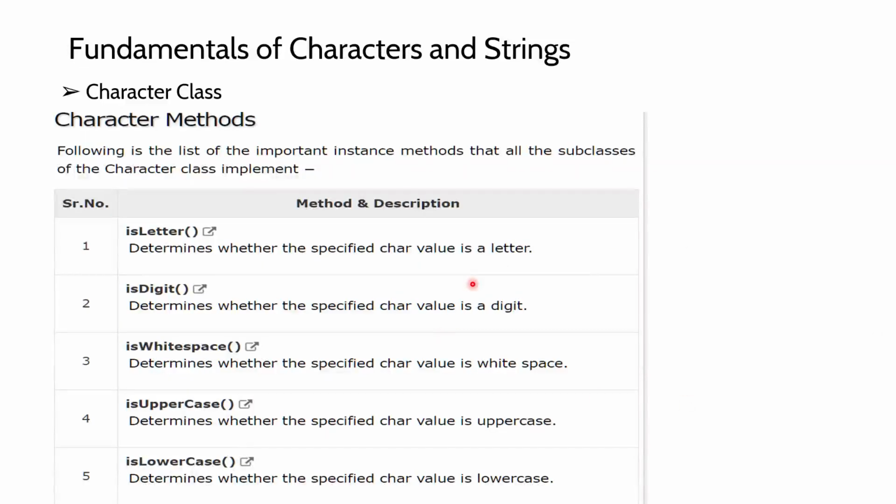And some methods for the character class. So when we declare our character, like we saw before, we can call isLetter, and that determines whether the specified character is an alphabetical letter. IsDigit will determine if the character has a value that is a digit. IsWhitespace will determine if the value is a white space or a space. IsUpperCase will determine if the specified character is uppercase, and of course IsLowerCase will determine if the character is lowercase.